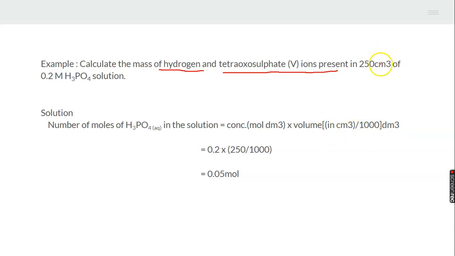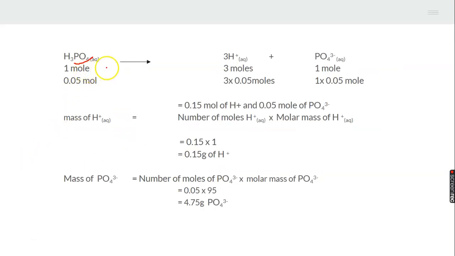When you divide this 250 by 1000, what do you have? You have 0.25. So 0.25 times 0.2 will give you what? 0.05 moles of the compound. Don't forget, I showed you the compound. This is the compound, and this is how it dissociated into its respective ions. So from what we saw in the equation, one of these gives 3 of these and 1 of this. And from our calculation, we got this compound to have 0.05 moles.